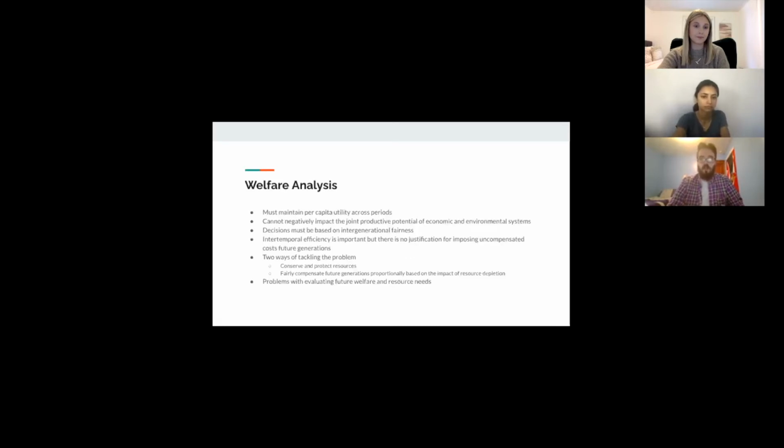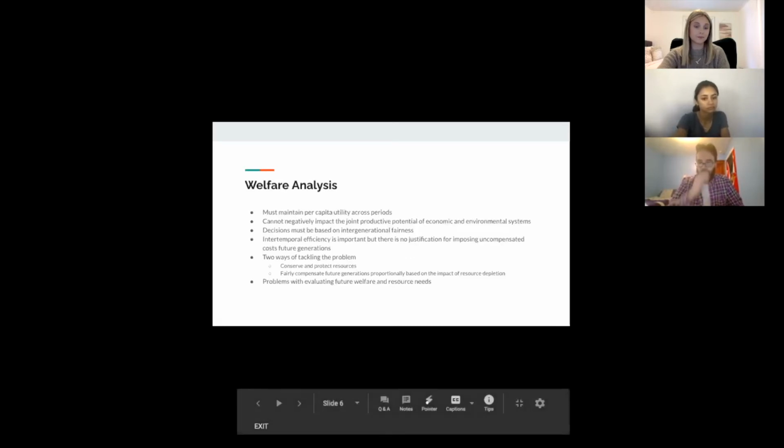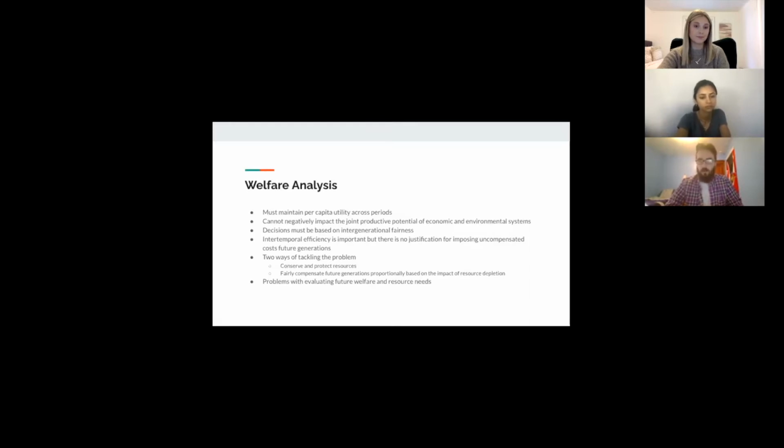So, next is the welfare analysis. And this is where the author lays out his approach to examining welfare. So, we must maintain per capita utility across periods. Any action taken should not decrease the per capita utility of the next period. Only actions that are Pareto improvements should be considered. We cannot negatively impact the joint productive potential of economic or environmental systems. So whatever happens now should not limit future production.